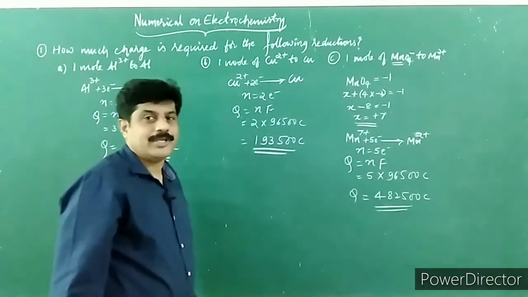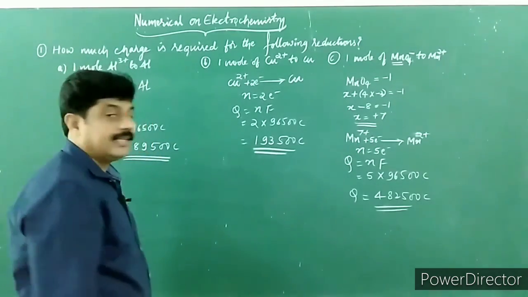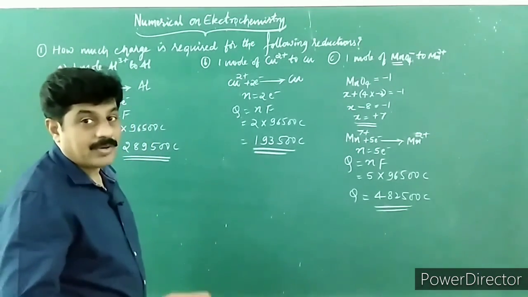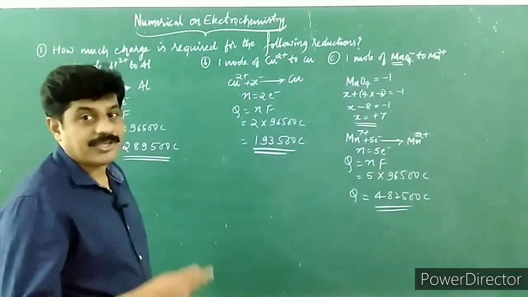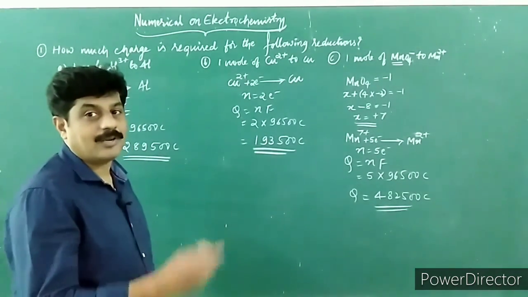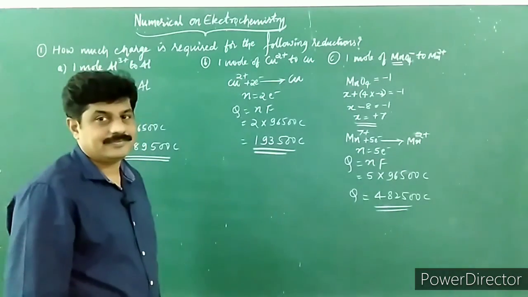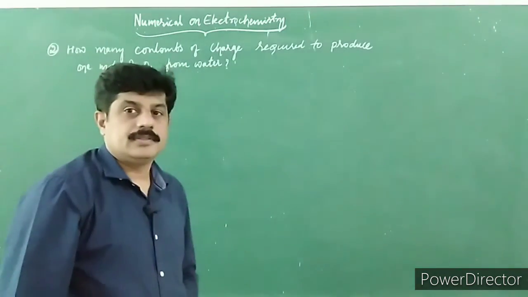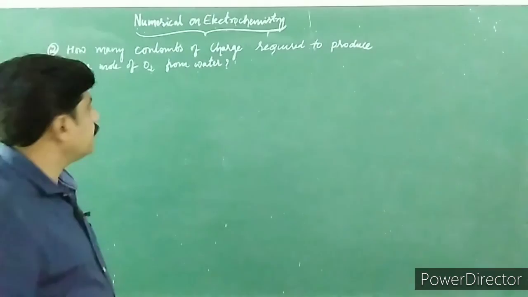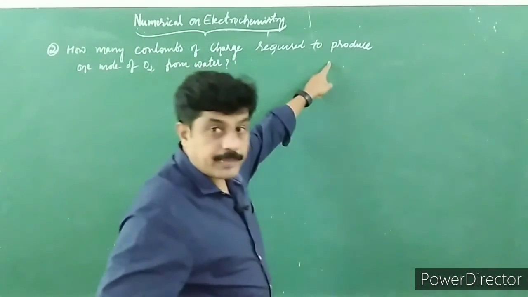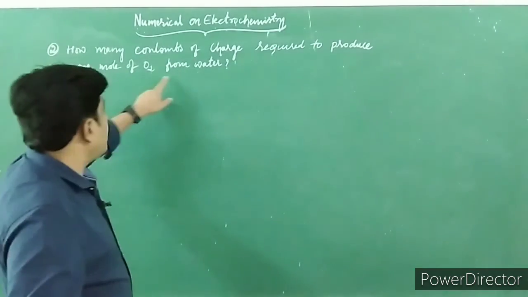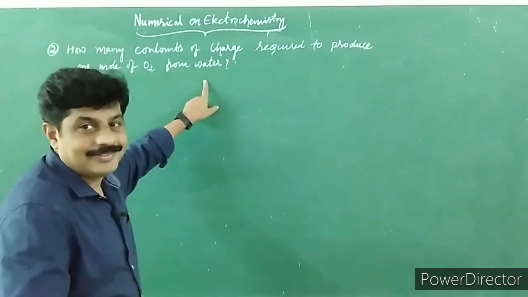So this is how you need to solve a numerical if they ask on number of moles of electrons and charge required for the reduction of a particular amount of ions. Let me go for the next numerical. Children, let me take up the second numerical for you. How many coulombs of charge are required to produce 1 mole of oxygen from water?